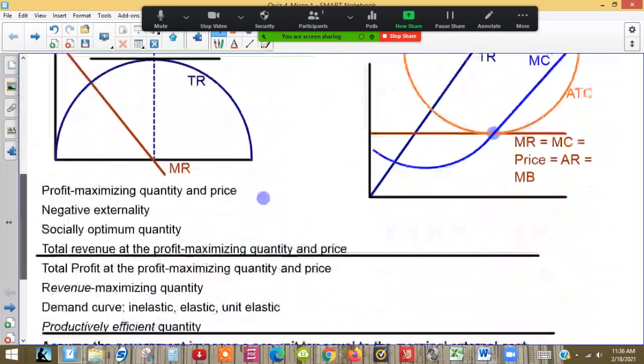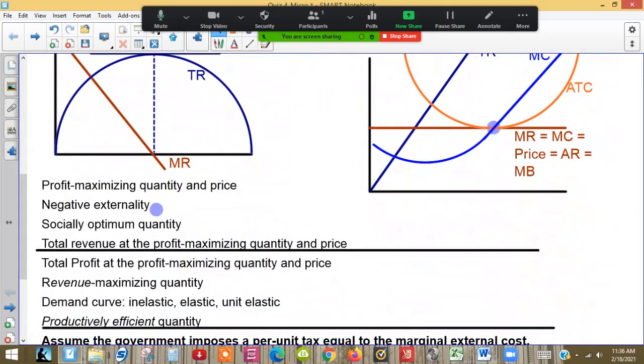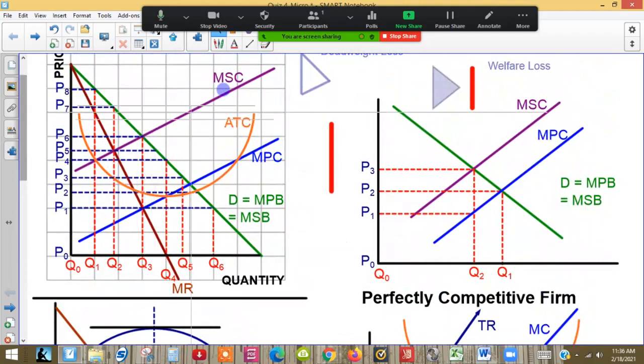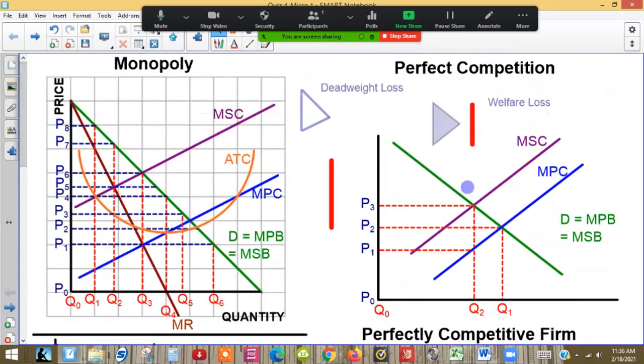And then, how do we know if there is a negative externality in this market? Well, we know that there is because we see a higher marginal social cost curve up here. So we have a negative externality in this market creating an additional marginal social cost. And we have the same thing over here in our perfectly competitive market. We've got a higher marginal social cost curve. So we see negative externalities in both of these markets, okay?